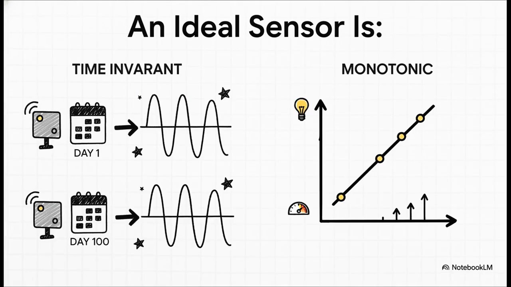In this perfect sensor, it has two key superpowers. First, it's time invariant. That just means it works exactly the same on day 100 as it did on day 1. Its performance never ever degrades. Second, it's monotonic. So if you keep increasing the input, the output only ever increases. It never gets confused or goes backwards. But, of course, reality is never that simple, is it?